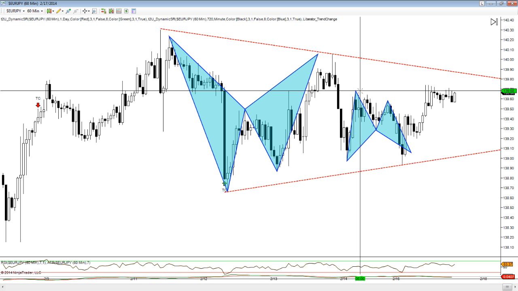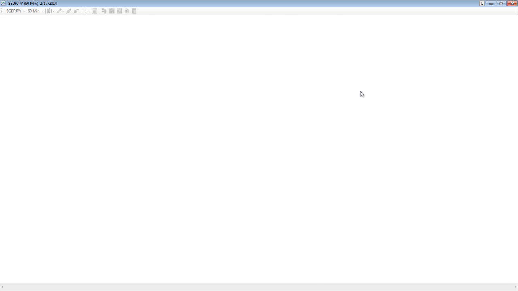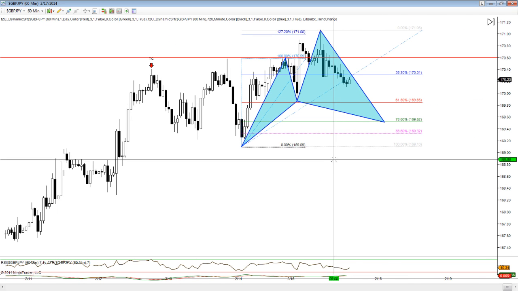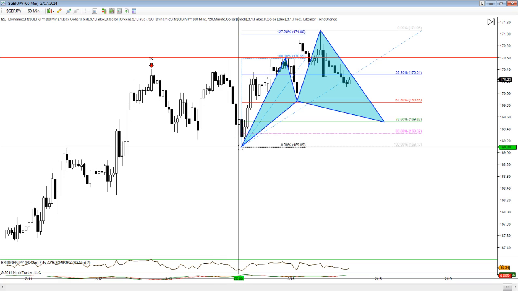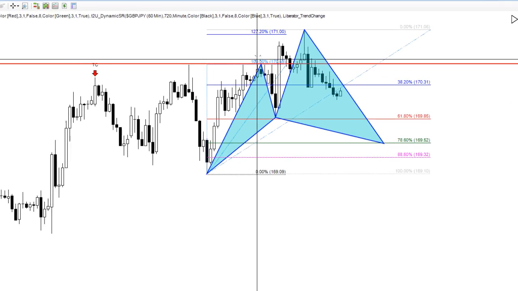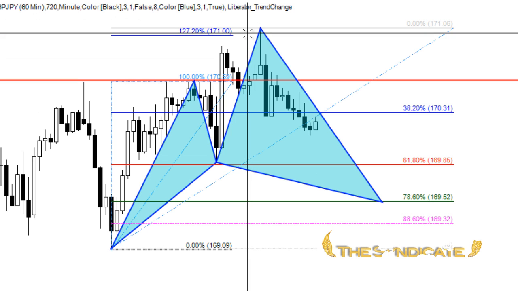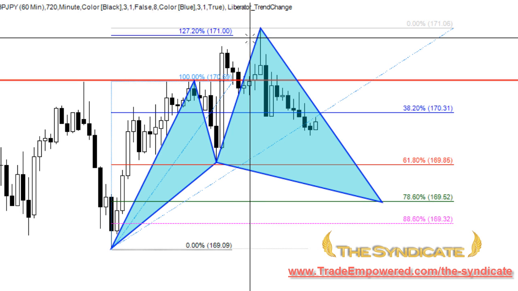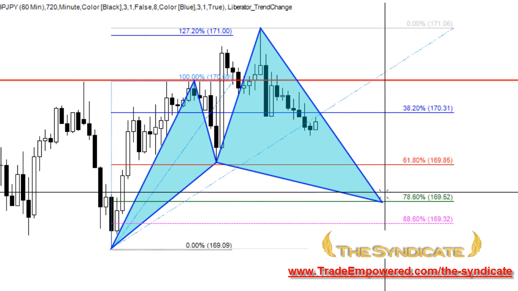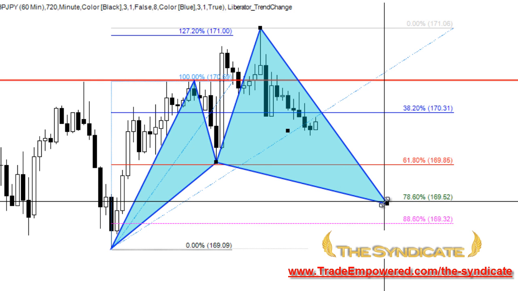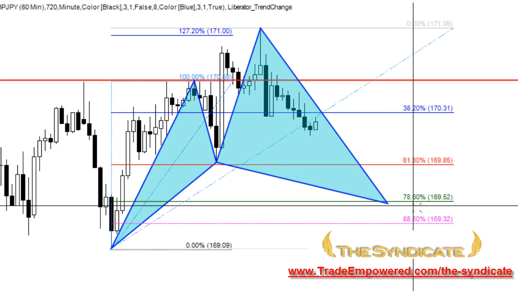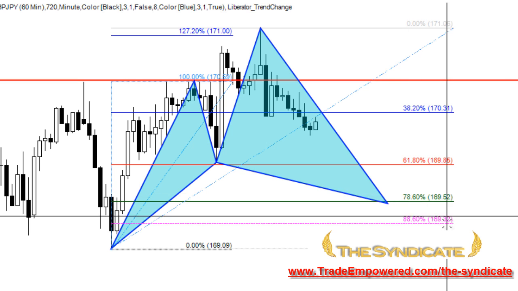So a pretty good back-to-back on euro yen. But let's look at pound yen, the potential cipher setting up as well. Looking at our X leg down here at 169.09. X to A, we got an A to B, we got a B to C extending right to the 171 even handle, coming right into that 127 extension. And as always, for a cipher pattern completion, I'm looking at this 169.52 level, which is at our 786.